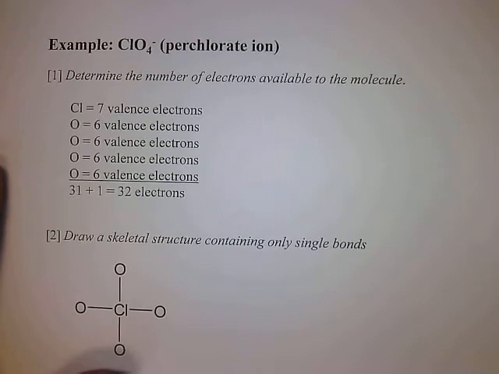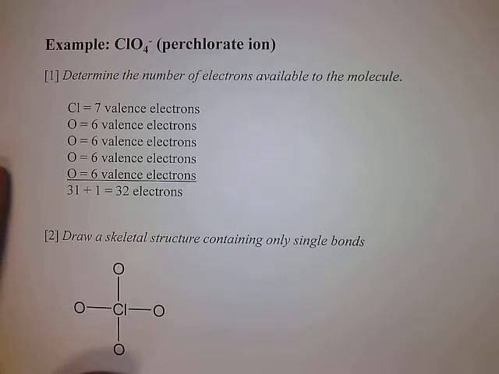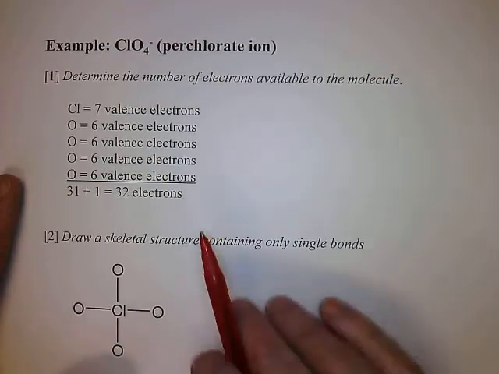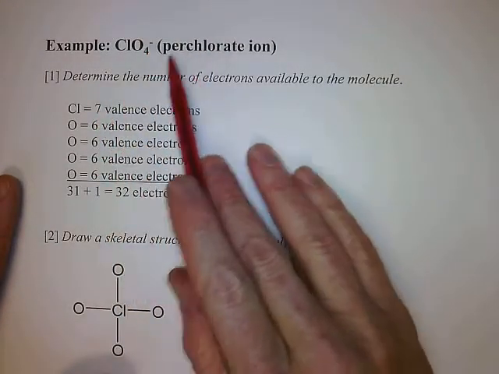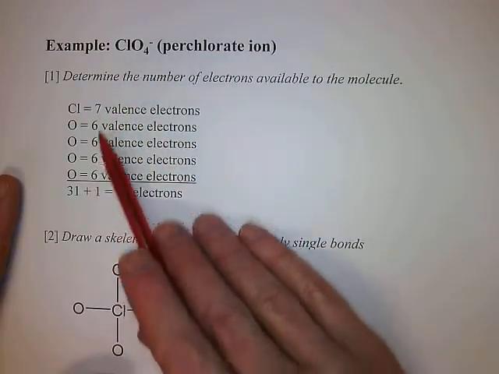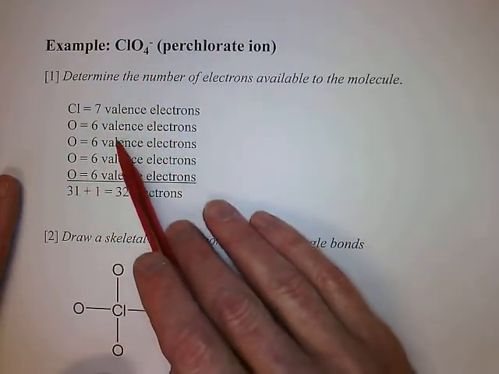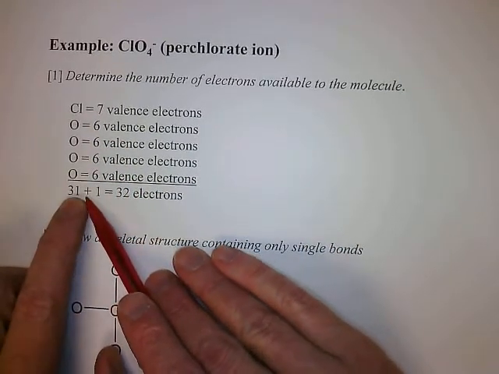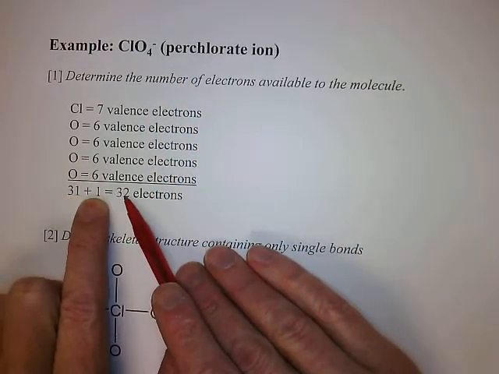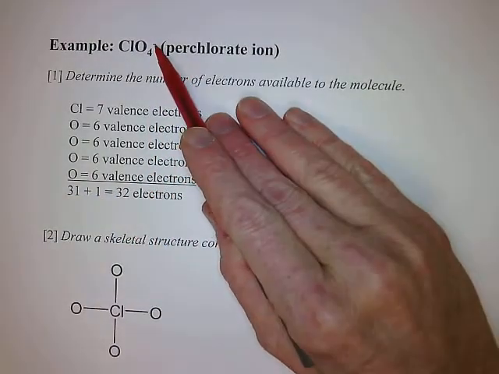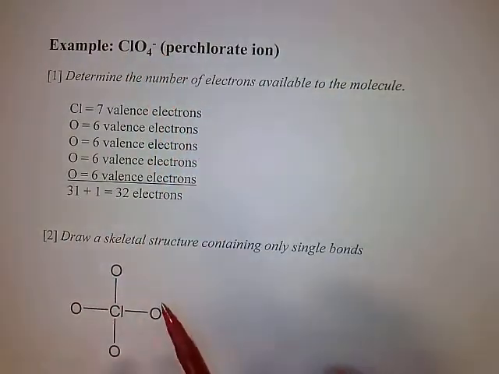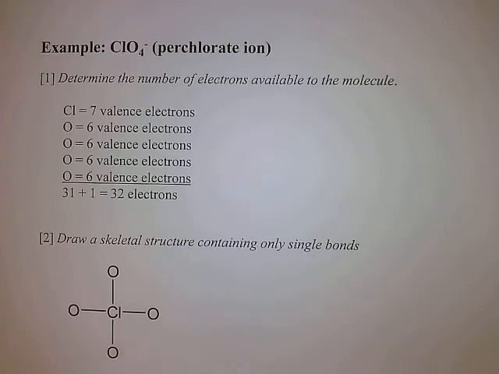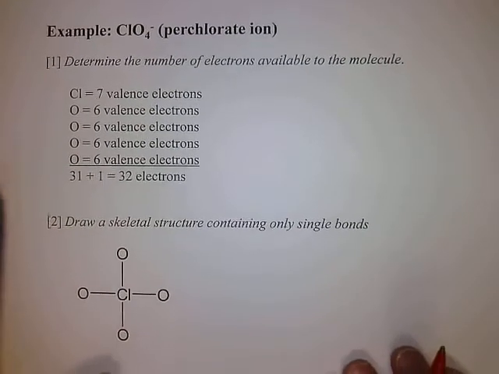So the first thing we'll want to do is determine the number of electrons available to the molecule. So chlorine has 7 valence electrons. We have 4 oxygens. 4 times 6 is 24. You add that up and it's 31. But then I added 1 electron to the count because it's a polyatomic ion, ClO4-. So we come out to have 32 electrons. Okay?